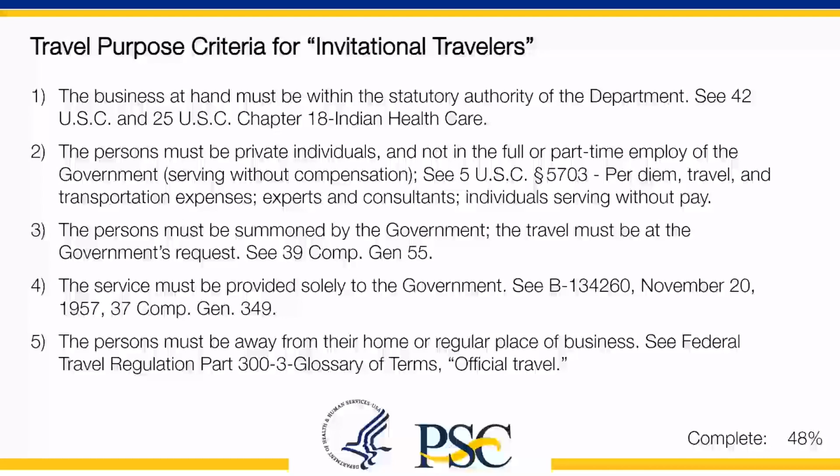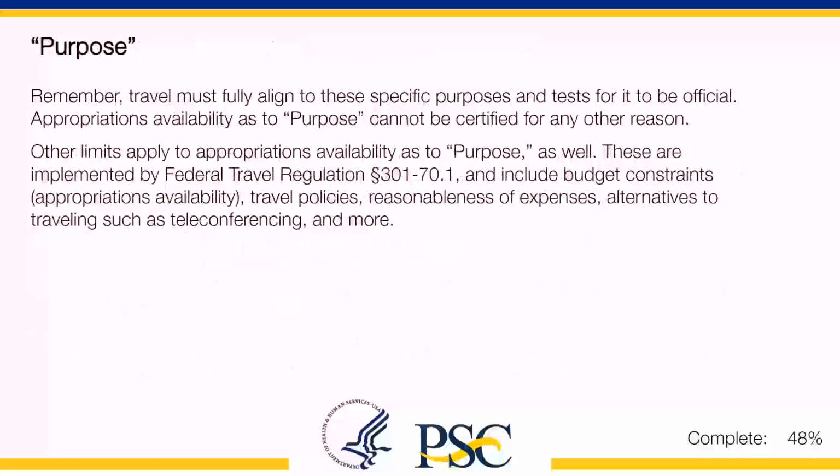5. The persons must be away from their home or regular place of business. See Federal Travel Regulation, Part 300-3, Glossary of Terms, Official Travel. Remember, travel must fully align to these specific purposes and tests for it to be official. Appropriations availability as to purpose cannot be certified for any other reason.